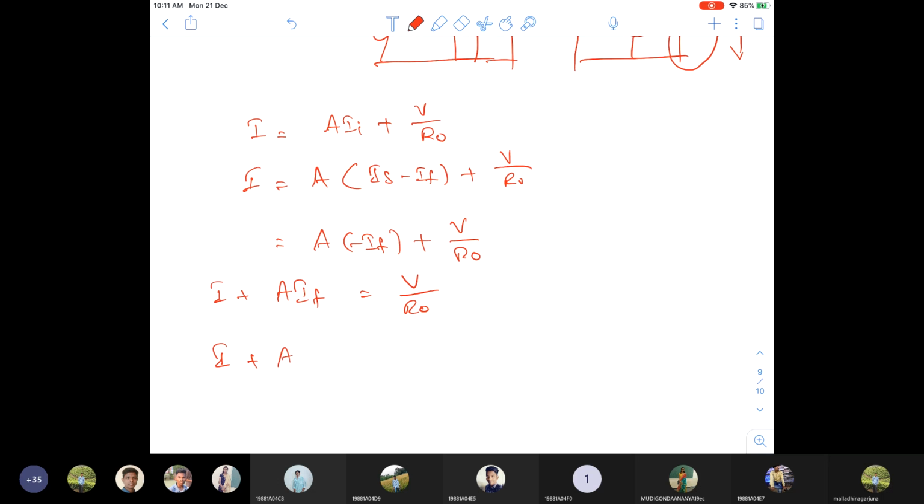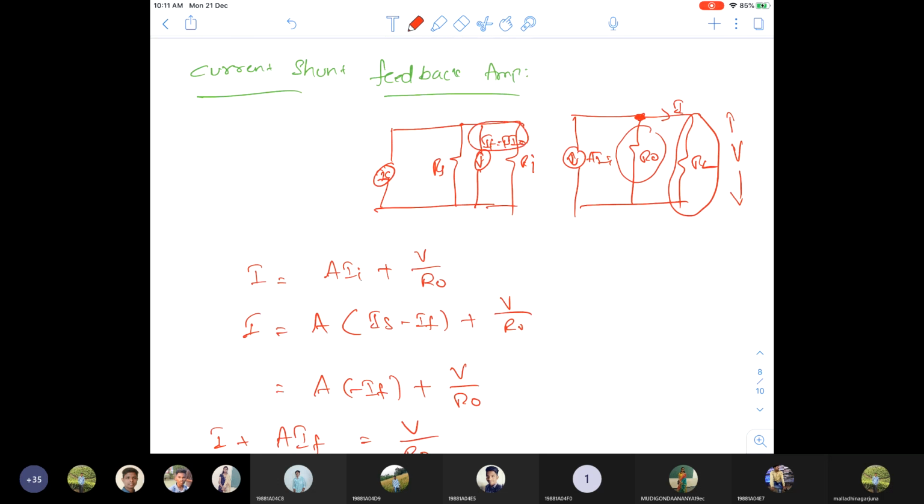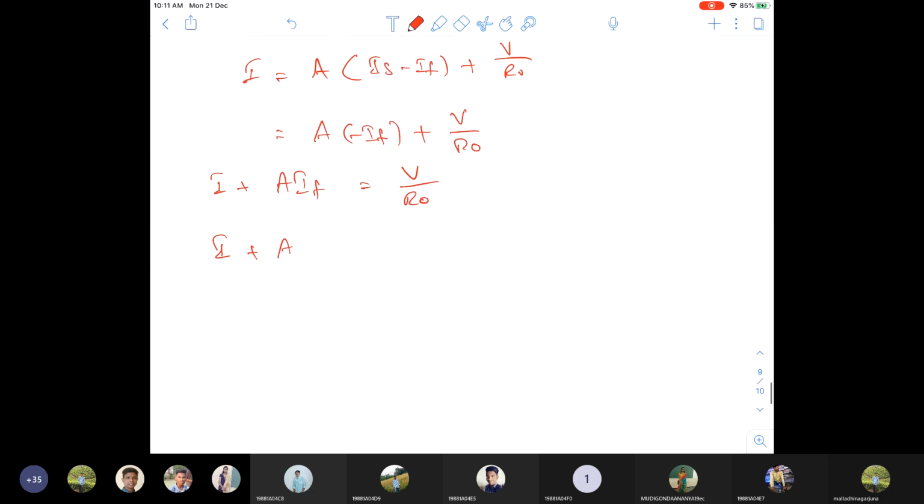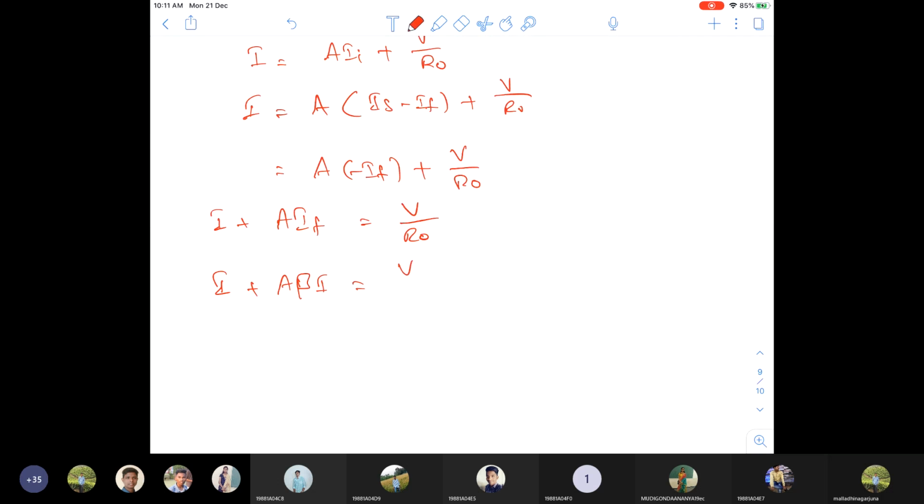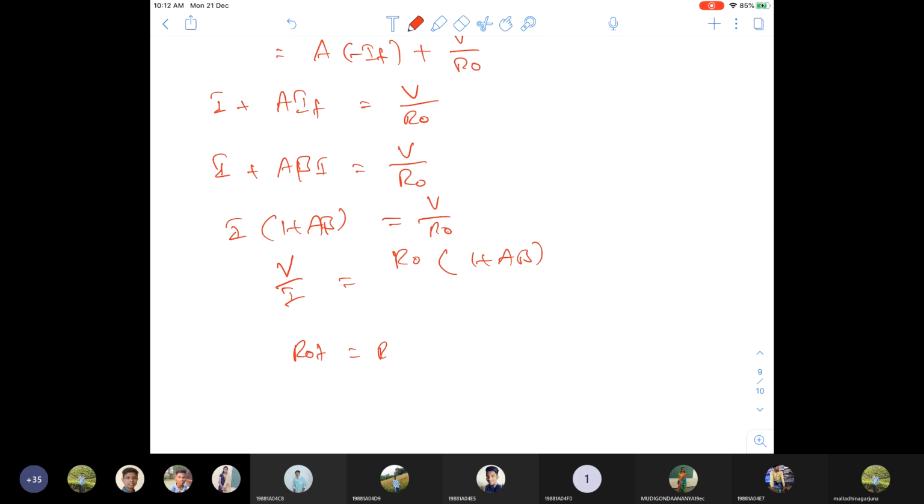I plus A into IF equals V by R naught. What is IF? This is IF, beta times I. I equal to V by R naught. Take I as common: 1 plus A beta equals V by R naught. So rearrange the equation. Finally, R naught F equal to R naught into 1 plus A beta. Any queries in this? Any doubts? No, sir. So clear?